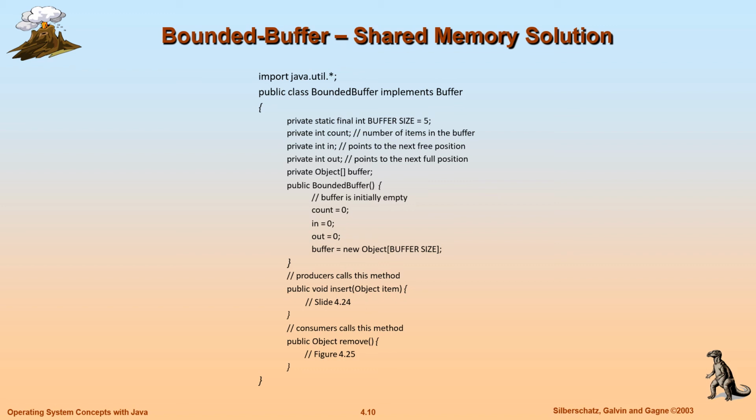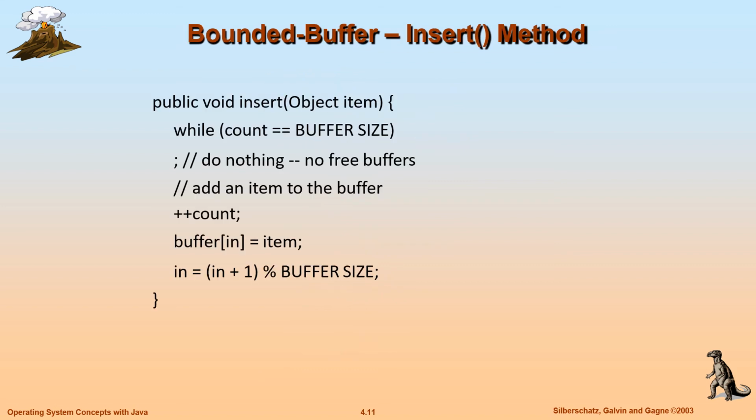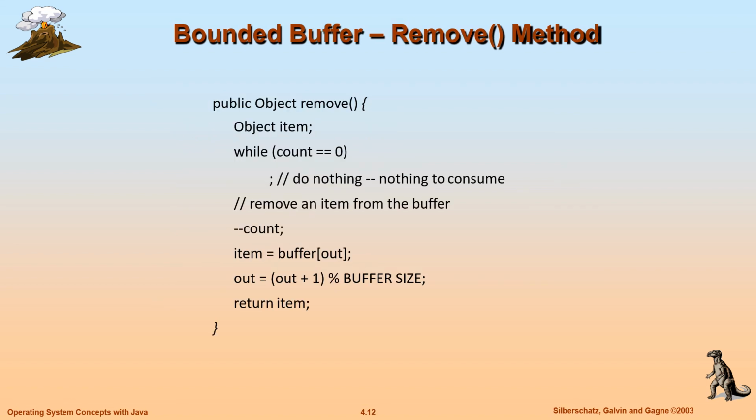The buffer is empty when in is equal to out. The buffer is full when (in plus 1) mod buffer size is equal to out. Based on this algorithm, we can concurrently run producer and consumer processes. This is how the consumer process executes the code.